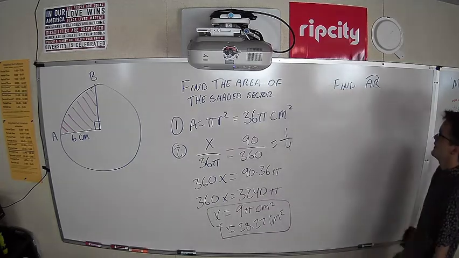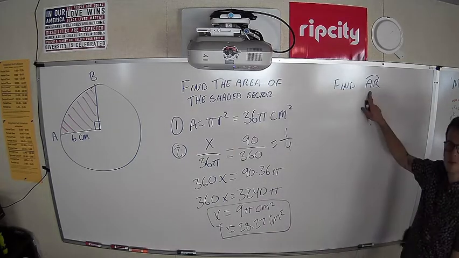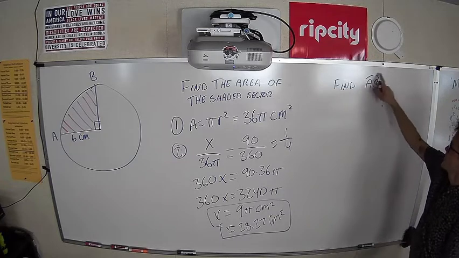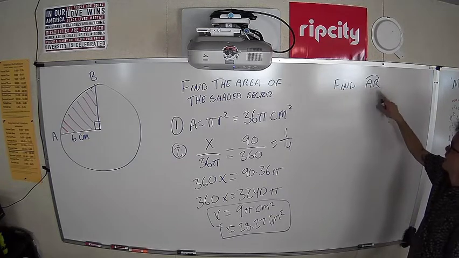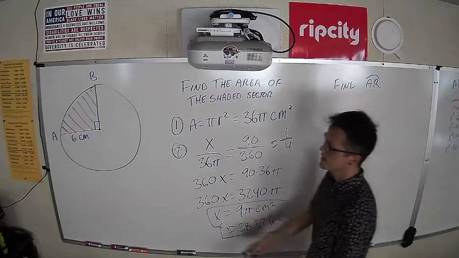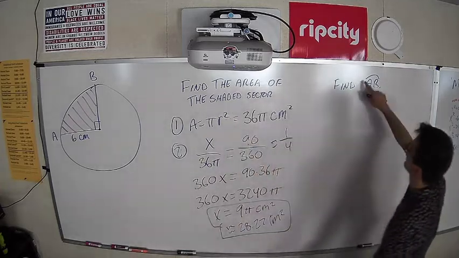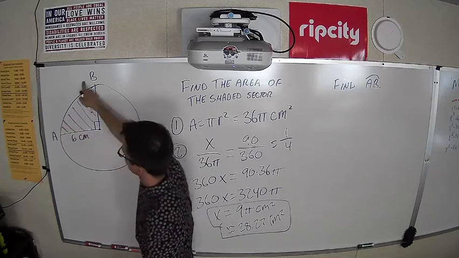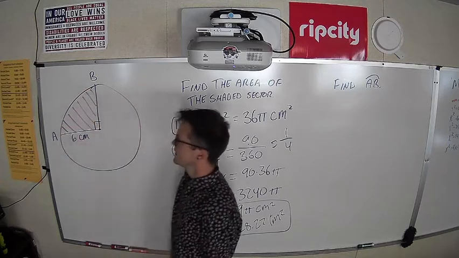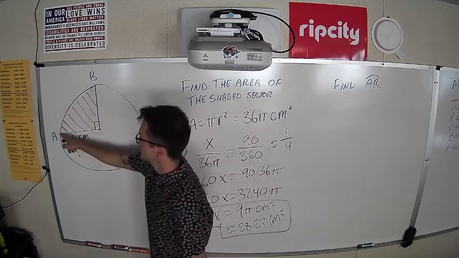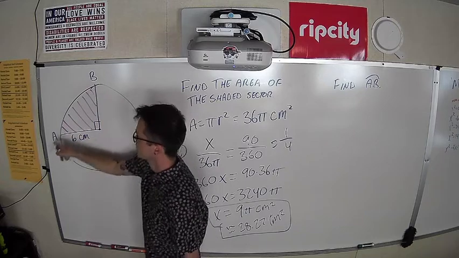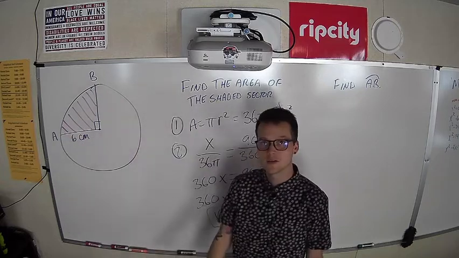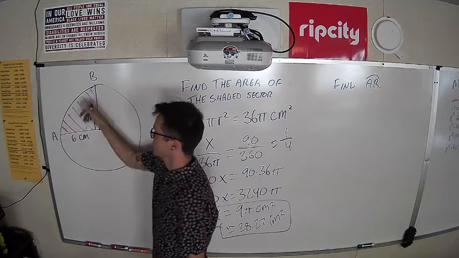Okay, let's find, oh, geez, this is a new symbol. This says find the arc length of AB. So what that means is, notice how this is kind of curved. That's on purpose. AB is going to be this arc length right here. So we're going to find the length of just this piece of the outer edge of the circle. So instead of finding the entire circumference, we're just going to find that chunk.